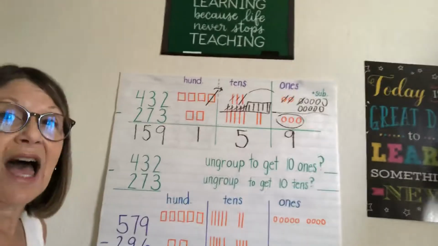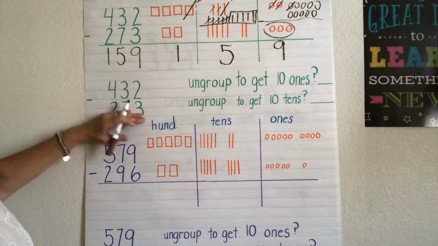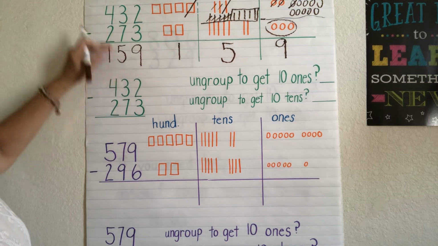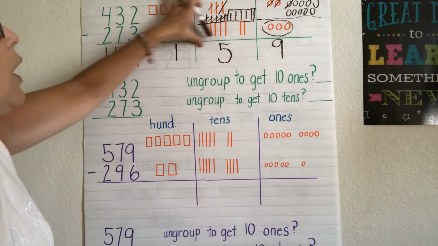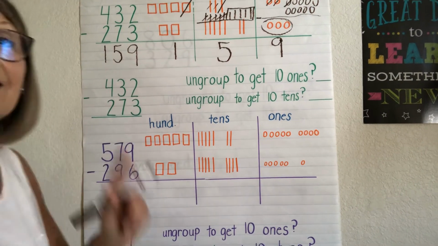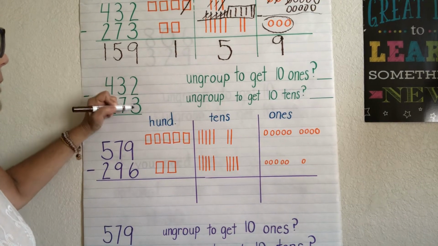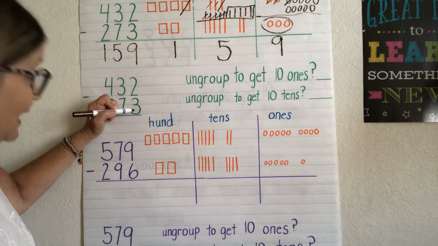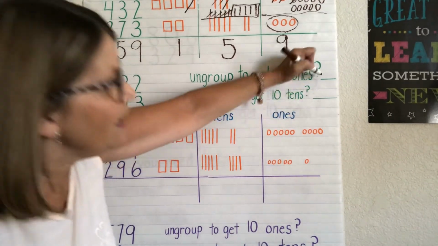Okay, now let's look at that the short way. Same problem, 432 minus 273. This was the long way where we draw it out, and this is the short way. Gotta ask my questions. In the ones, is the bottom number bigger? Yes. Do I need to ungroup to get 10 ones?